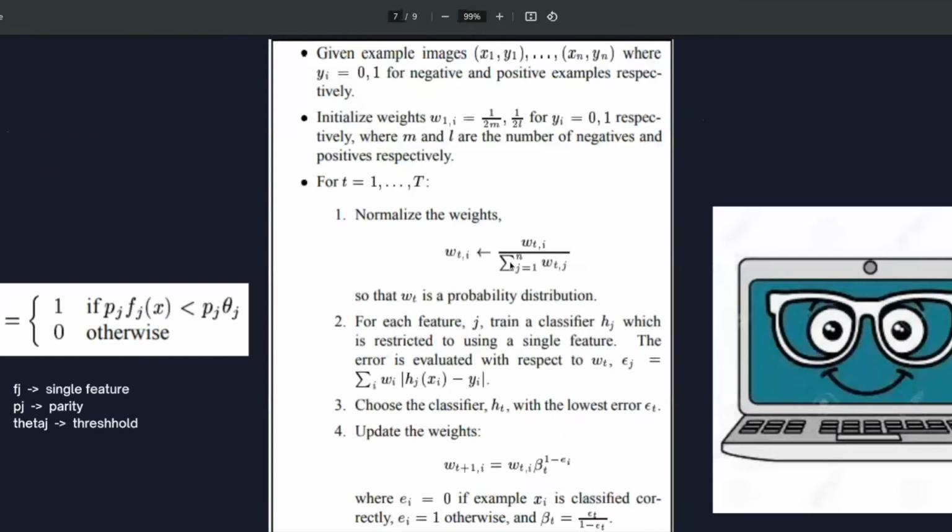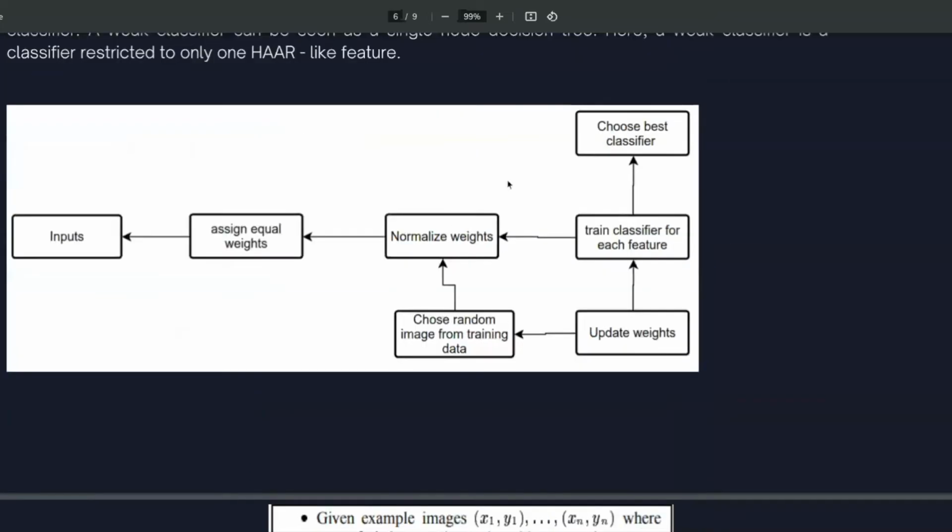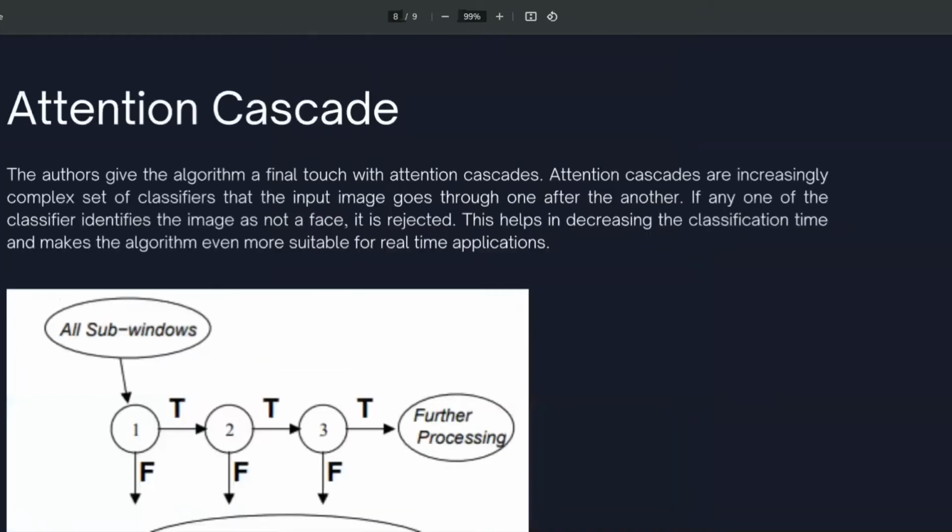And the next slide shows the contents of the previous slide written formally. Right. So this is the weak classifier, and this is the entire AdaBoost algorithm which I summarized in this flowchart. Now, finally, the authors give this algorithm a final touch with the attention cascades. Now, attention cascades are nothing but increasingly complex set of classifiers that the input image will go through one by one.